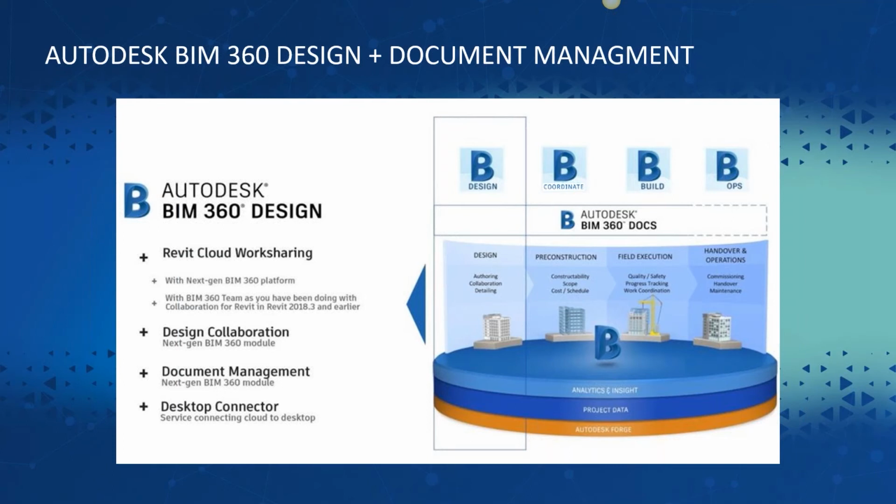BIM 360 Build, which is the field execution part of your project, and BIM 360 Building Ops, which is doing all of the data transfer after the handovers. All of them are going to be installed on top of the BIM 360 Docs. That means each license that you're going to buy, you are automatically, by default, getting a license for BIM 360 Docs. And then you will be able to transfer all of your documents on top of Docs.